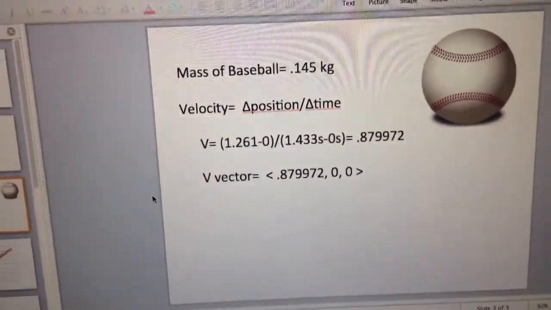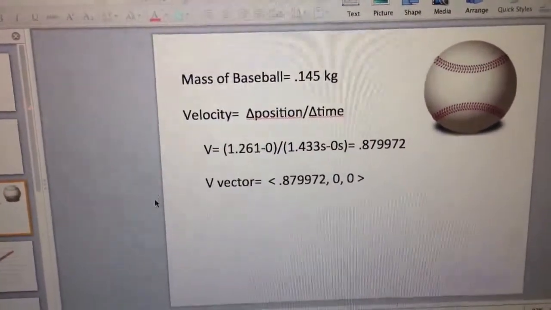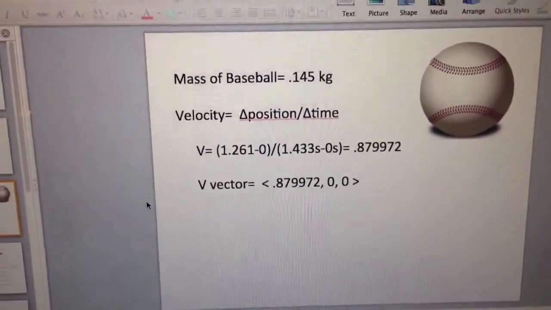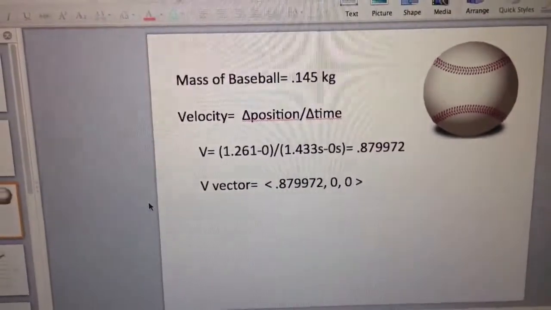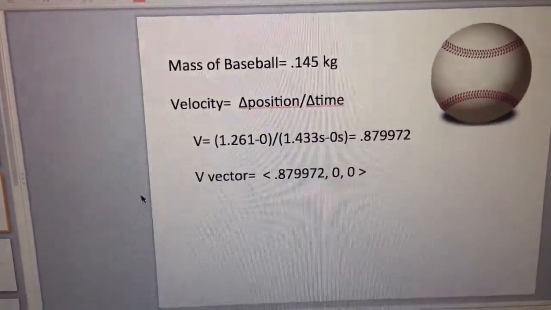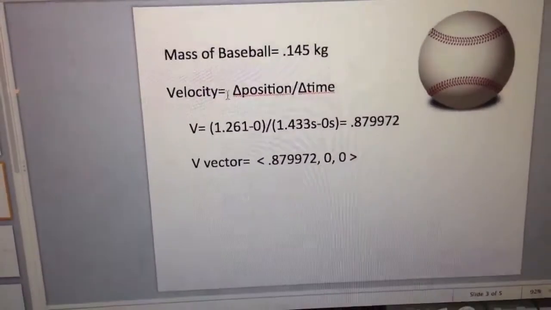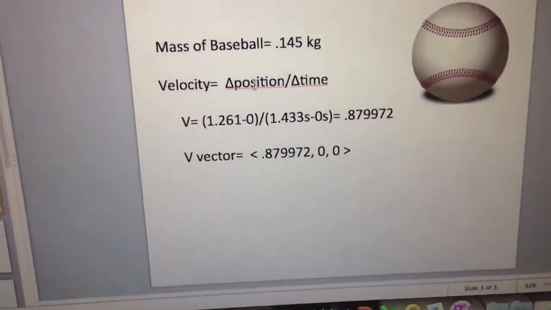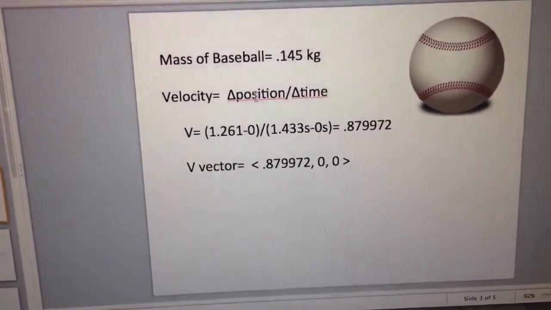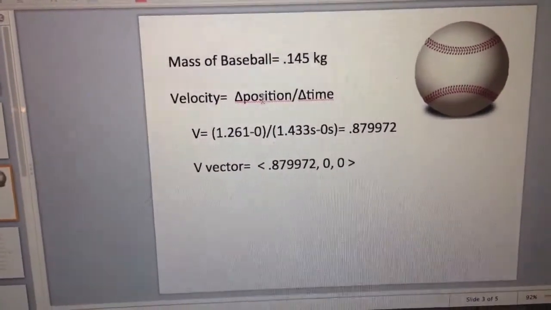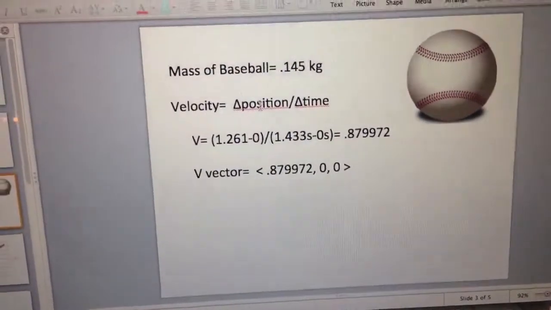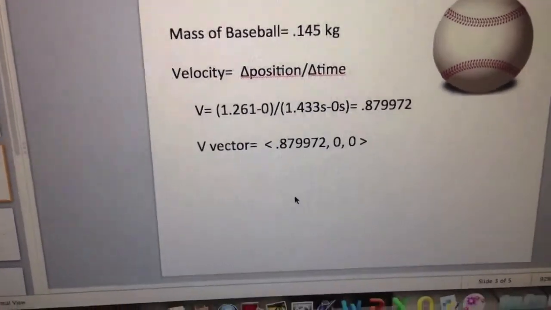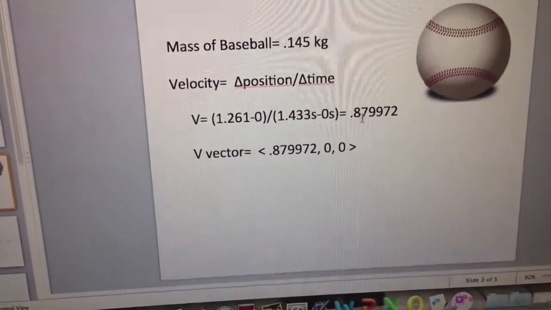Alright, so before we can enter it into the Python to get our desired graph, we must first know that the mass of the ball is 0.145 kilograms. And we know that the velocity is equal to the change in position divided by the change in time. So for us, our final position was 1.260, with our origin being 0, and it would be divided by 1.433 seconds to give us a velocity of 0.879972.